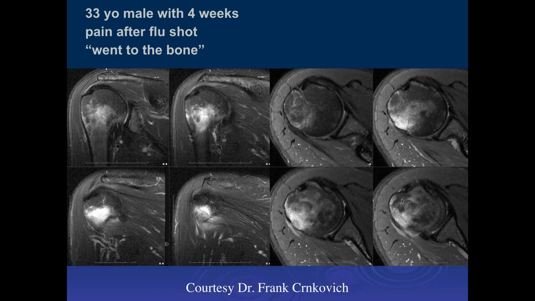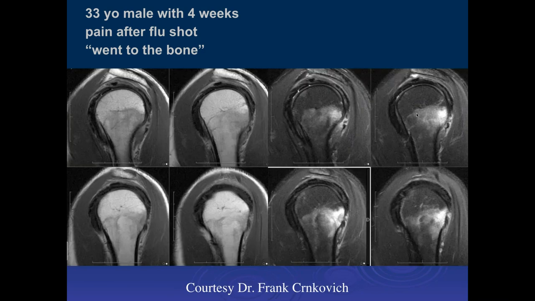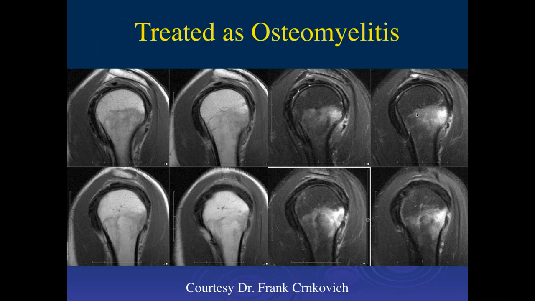Excellent. Okay. 3-year-old male with 4 weeks of pain after a flu shot went to the bone. So I see abnormal signal in the humeral neck mainly. I don't see any definite fracture line going through that. Yeah, well, this is right where they injected the flu shot. It's osteomyelitis, and it was treated as osteomyelitis, but this was most likely, I mean, they could have injected some infection, but they never grew an organism. But they treated it as osteomyelitis, so it's probably an inflammatory response to the injection of the flu shot.